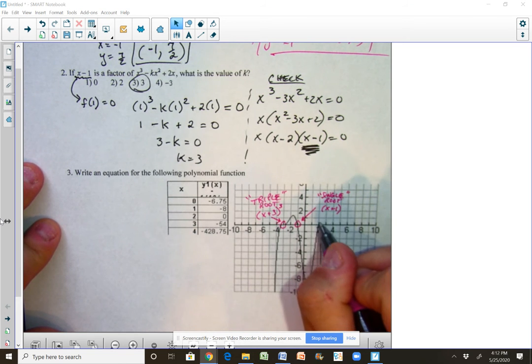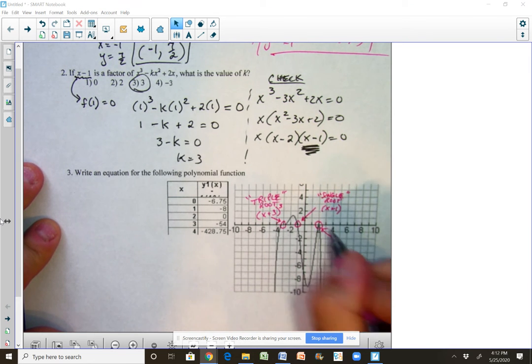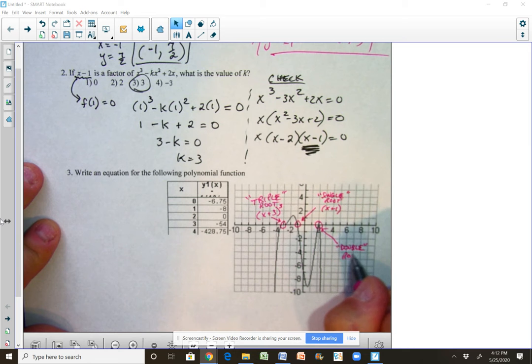And then we have another root over here at +2. And this is bouncing off. So therefore, it's going to be what we call a double root, or any even-powered root, but we're looking for the simplest one. So a double root. And so therefore, this is going to be x minus 2, and it's squared. So I've got those sets of factors.